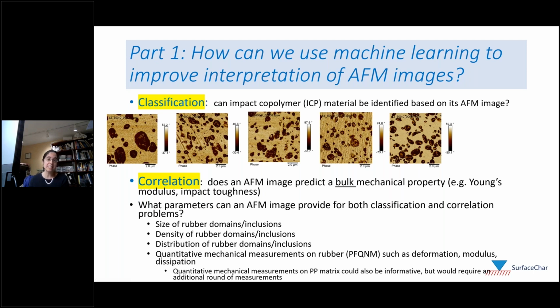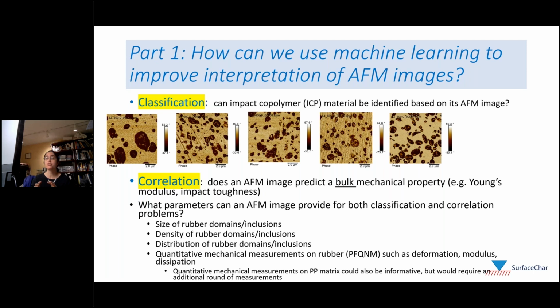And chemists can formulate these ICPs in so many different varieties where they're varying the distribution, the morphology, the density of these rubbers to achieve particular ultimate bulk mechanical properties. And so the first question that we had was, could the ICP material be identified based solely on its AFM image? So if you feed an AFM image into the machine learning tool, can it tell you which ICP it was?